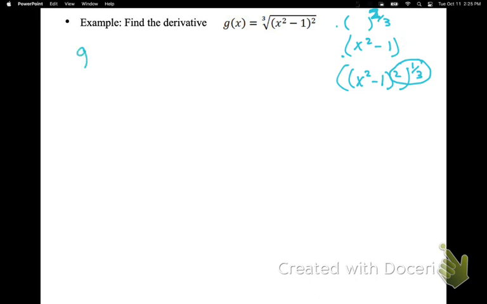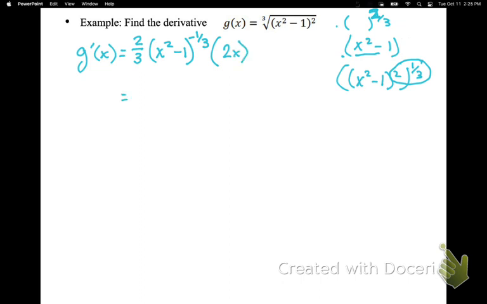Okay, so g prime of x. So we need to take the derivative of the quantity to the 2/3. So 2/3, right? The stuff in the middle to the negative 1/3 times the 2x. Okay, so now we can't leave this one.